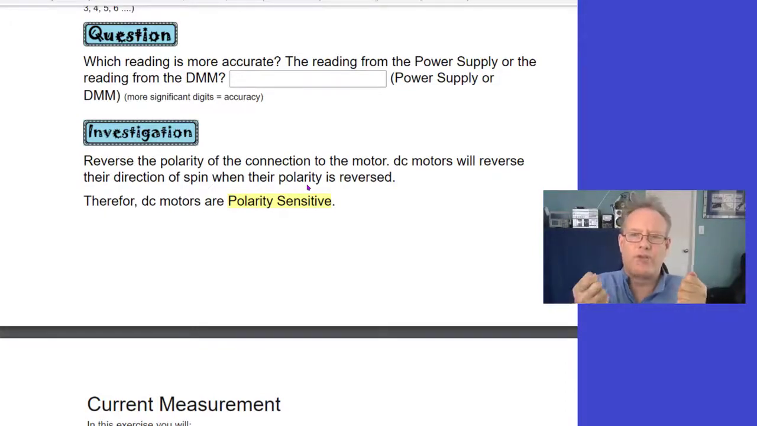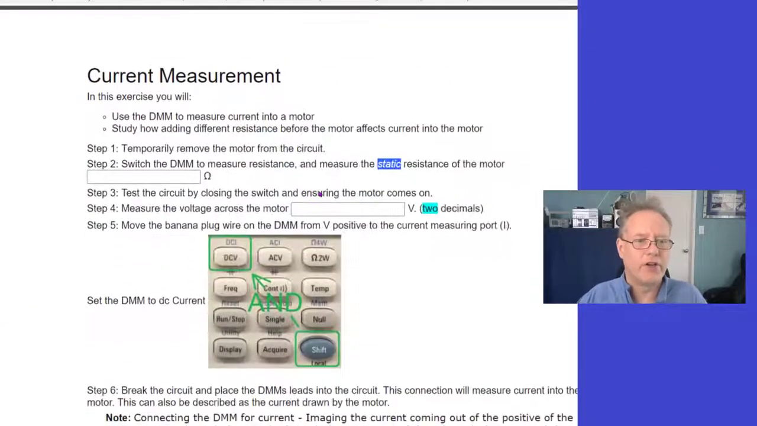What happens when you hook up resistors the opposite way? Do they do something else? Well, if they do, it means they're polarity sensitive. If they don't do anything else, they just act the same, they're not polarity sensitive. So there you go, current measurement.